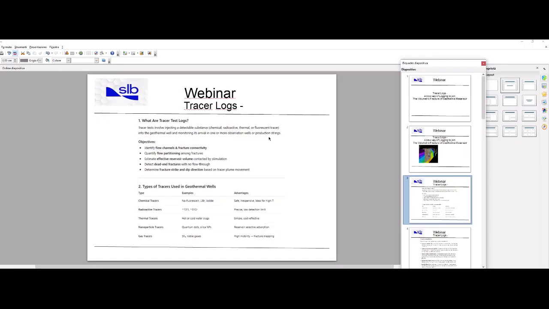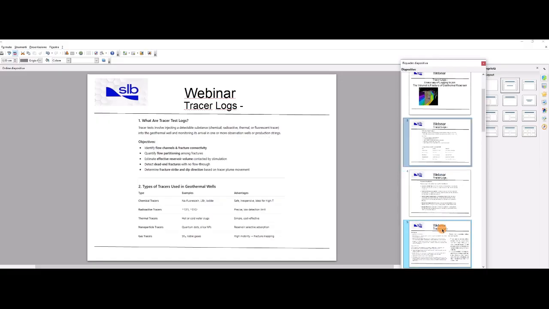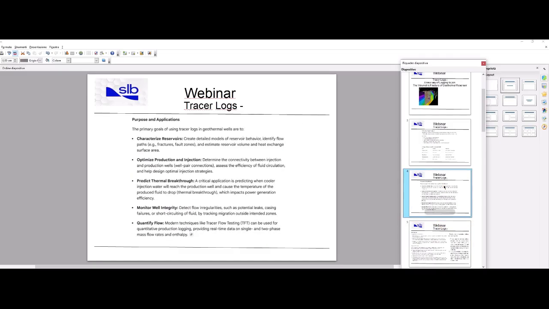It's clear that this kind of logs have several purposes. The primary goal and purpose of log tracers in geothermal wells are to characterize the geothermal reservoir, create detailed models of reservoir behavior, identify flow paths, like for example fault zones and fractures, and estimate reservoir volume and heat exchange in surface, and surface heat exchange. That is very important to planning the subsurface operation to capture the heat from the earth.